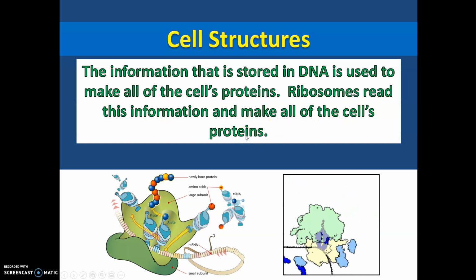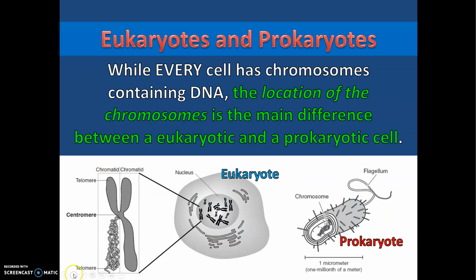So for our 4 things, we must have a cell membrane, we must have cytoplasm, we have to have DNA in the form of chromosomes, and then we have to have ribosomes. So those 4 things all cells have. And again, every cell will have its DNA in the form of chromosomes. The location of those chromosomes is the big difference between eukaryotic and prokaryotic cells.